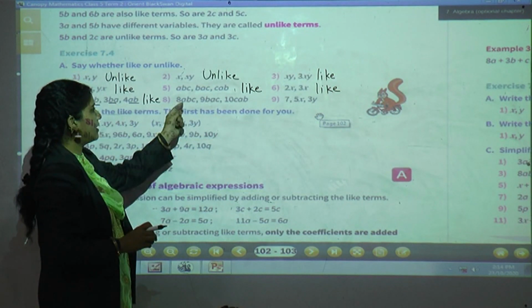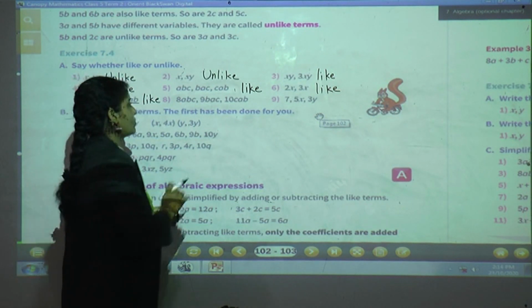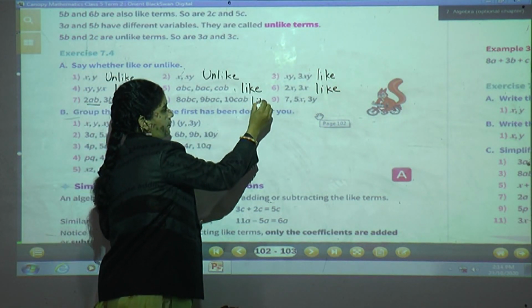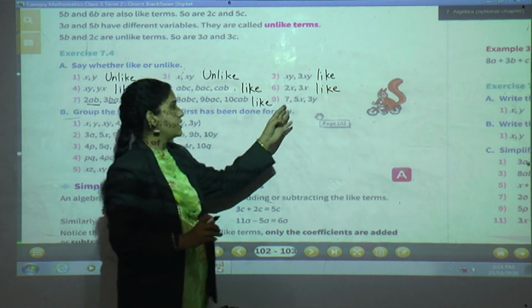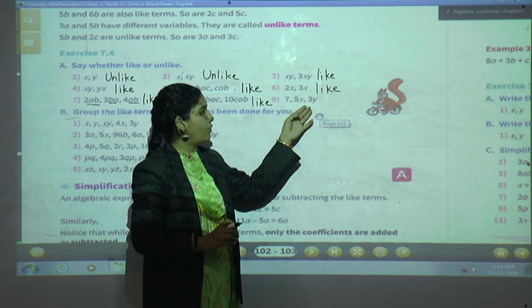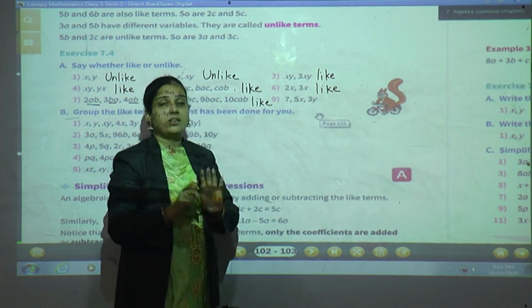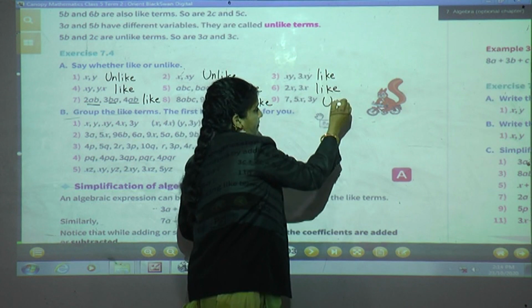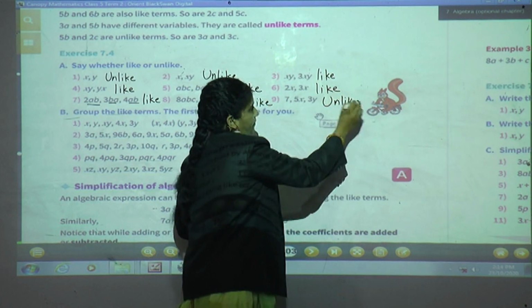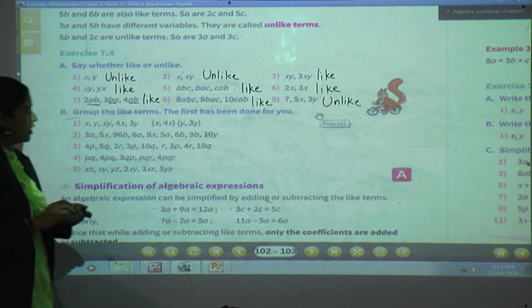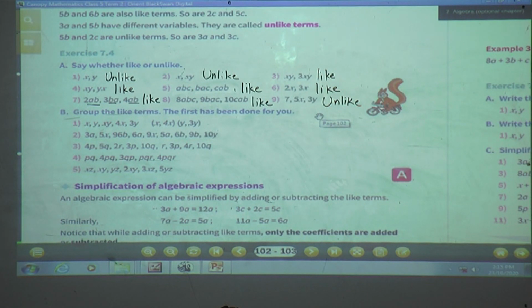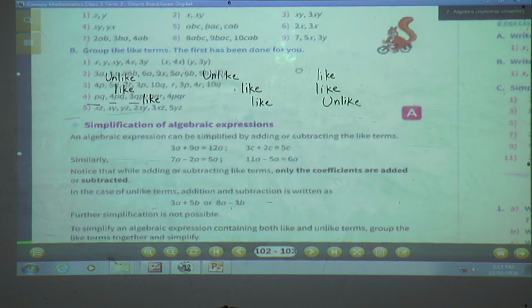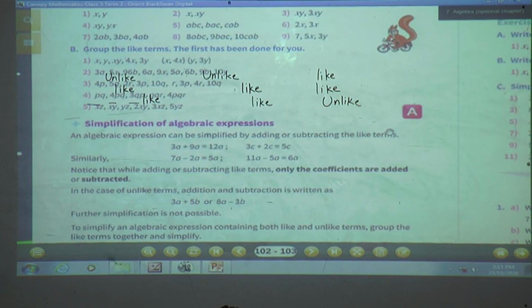Now eighth one, 8abc, 9bac and 10cab. Here variables are a, b, c. So that's why like term. And ninth one, see, 7, 5x and 3y. Here variables are different, so here unlike term. Understood all of you how to solve like terms and unlike terms? Okay.